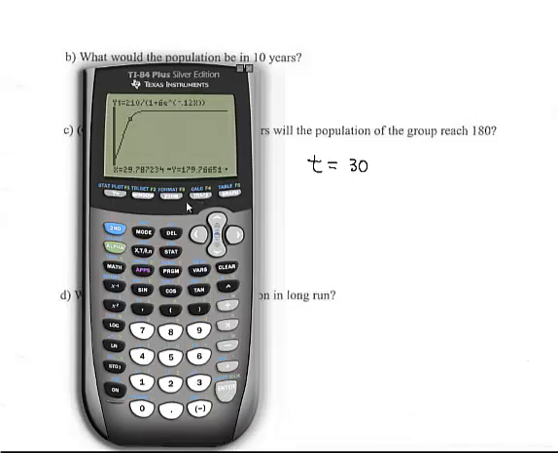We could trace and type in 30 exactly, and it's really not much closer to 180 than 29 point something was. We'll just go with the whole number, 30 years. So in 30 years, A, or the population, equals approximately 180. And we could say approximately 30 years if you wanted to be picky.